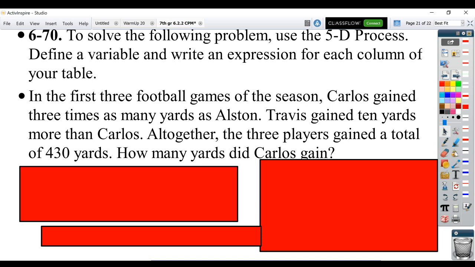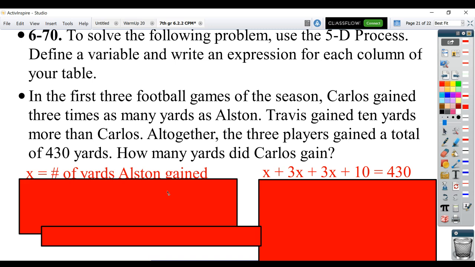For 670, they want you to solve it using the 5D process. Define the variable and write an expression for each column. So in the first 3 football games of the season, Carlos gained 3 times as many yards as Alston. Travis gained 10 more yards than Carlos. Altogether, they gained a total of 430 yards. How many yards did Carlos gain?